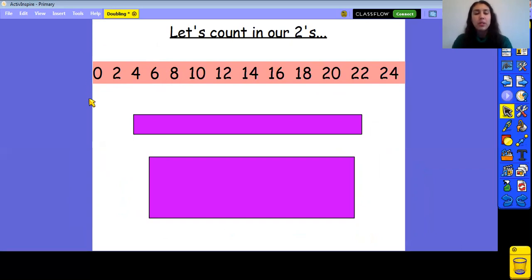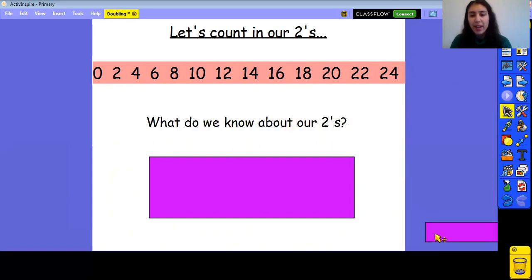So let's get ready. 1, 2, 3, 0, 2, 4, 6, 8, 10, 12, 14, 16, 18, 20, 22, 24. Super. Let's count backwards from 24. 1, 2, 3, 24, 22, 20, 18, 16, 14, 12, 10, 8, 6, 4, 2, 0.